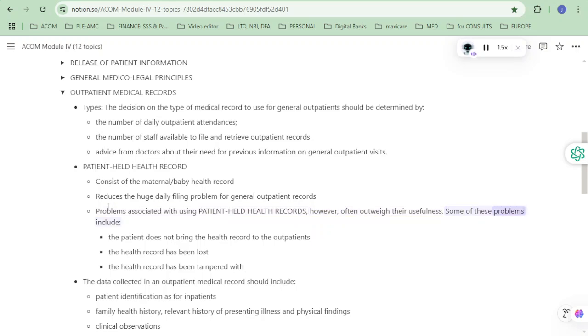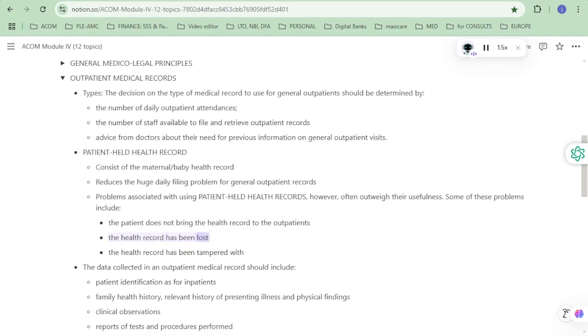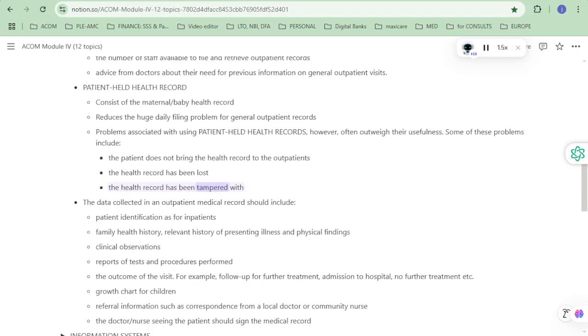Problems associated with using patient-held health records, however, often outweigh their usefulness. Some of these problems include: the patient does not bring the health record to the outpatients. The health record has been lost. The health record has been tampered with.